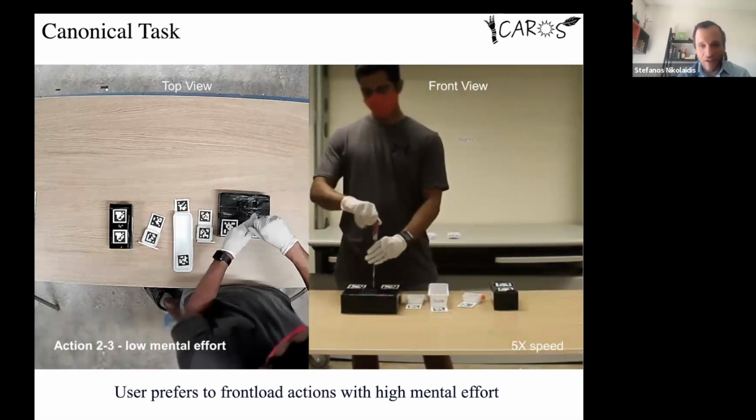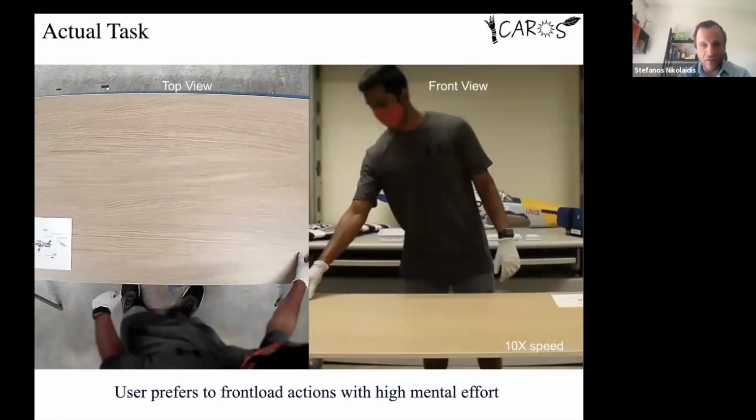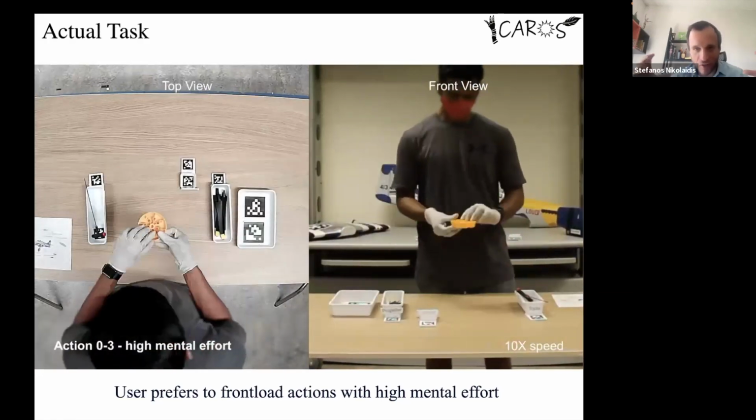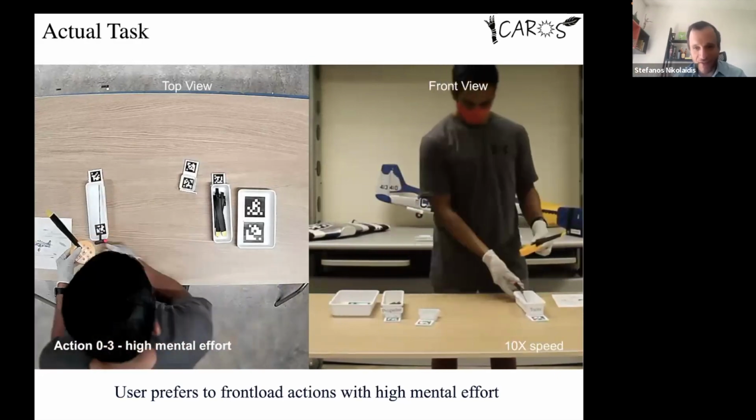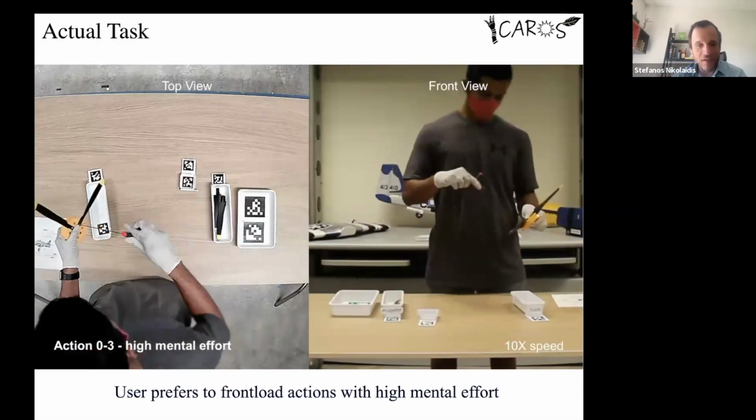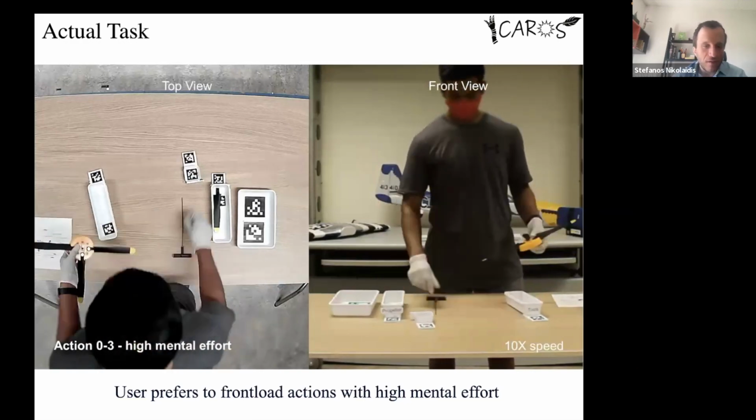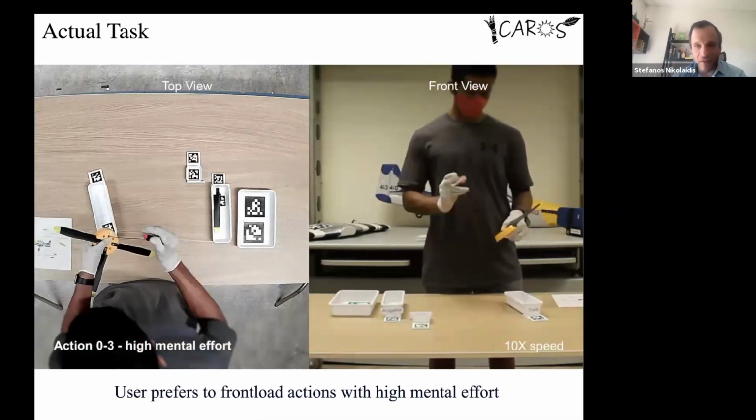Now the question is, what if we have the same user, without telling them anything, do a completely different task? And we saw that for a very large number of participants, that prioritization was the same. So here in this airplane assembly task, the user started with actions of high mental effort first. So in this case, assembling the propeller.